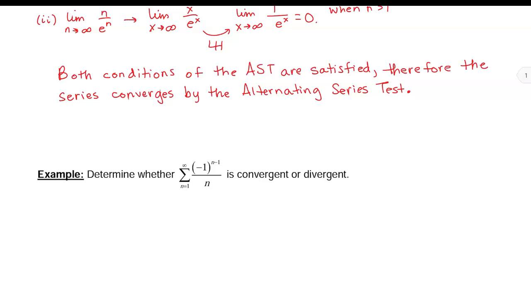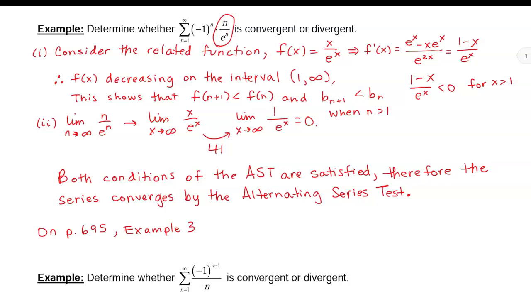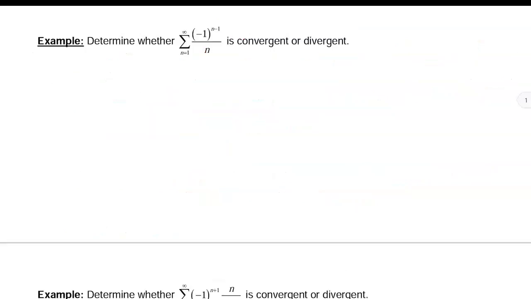On page 695, you would find example 3. Example 3 in our book goes through very similar steps as that example. So if you would like to see another example of exactly that kind, then turn to page 695 and read example 3. Our next series is an alternating series.